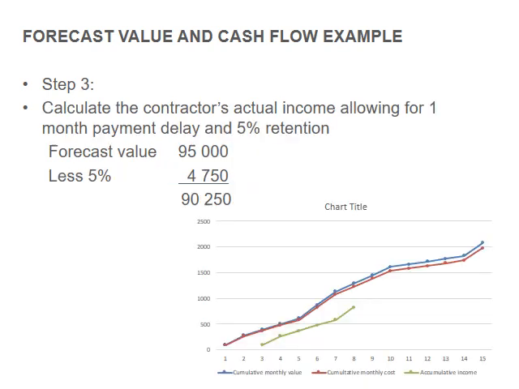Okay. Step 3, then calculate the contractor's actual income, allowing for 1 month payment delay and 5% retention. So forecast value: after month 1, the cumulative value was 95,000 rand, and then we deduct 5% on that. So this is our actual amount that we could claim per month.